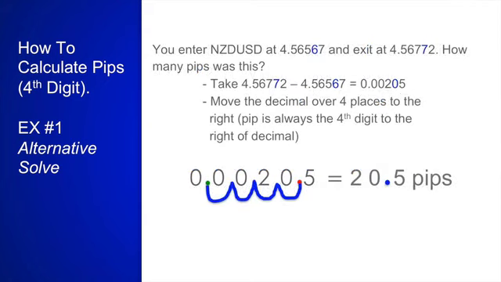So here's what it looks like written out for you, for those of you who are visual people. See how I took the decimal and I slid it? 1, 2, 3, 4 equals 20.5 pips. Super easy. We're going to do another example, don't worry.